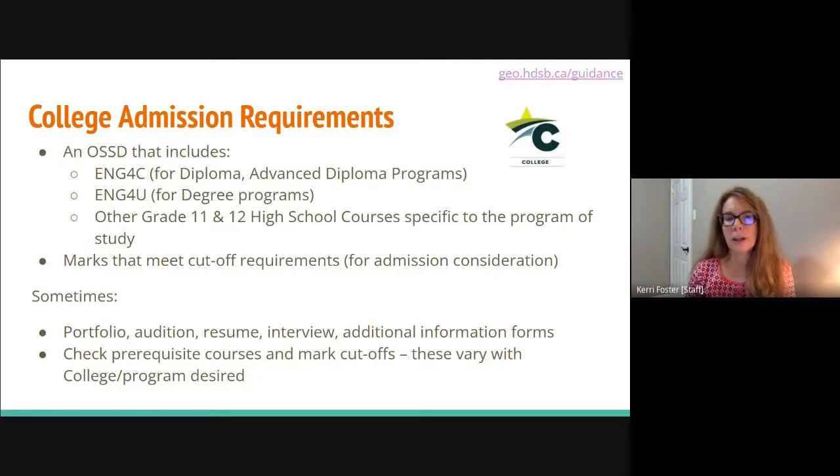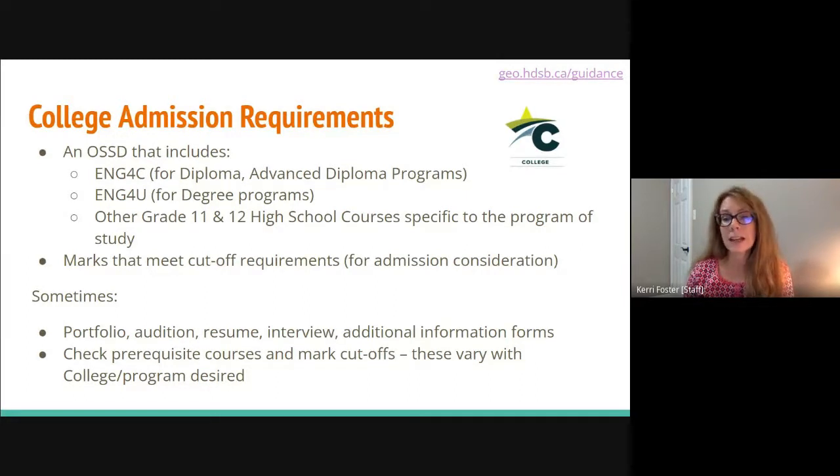So in order to apply to college, you need to have your OSSD, your diploma. That needs to also include a grade 12 English. So for a diploma, advanced diploma program, that could be college level grade 12. If you are applying to a degree program at college, that would need to be a U or university level English. And then the rest of the courses would be made up of a variety of grade 11 and 12 courses that meet the requirements of the specific program that you're applying to.